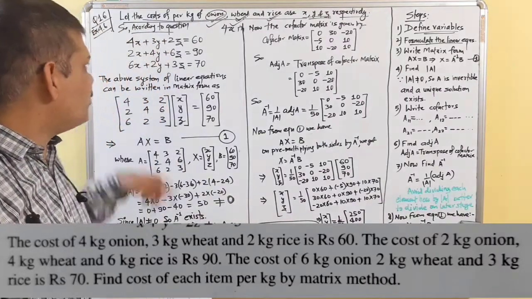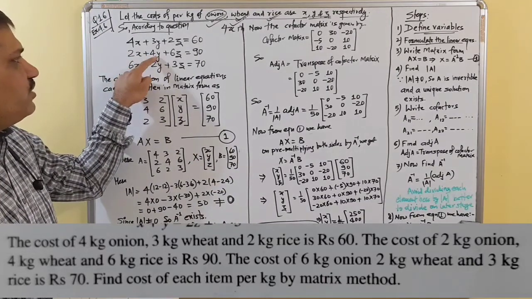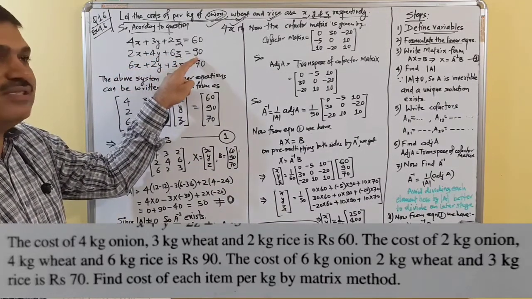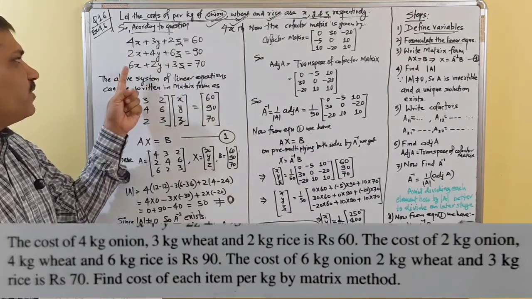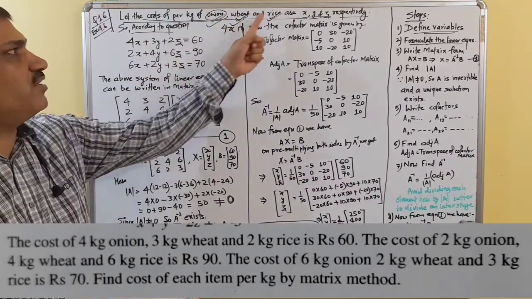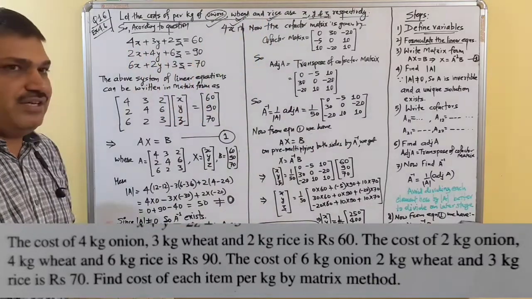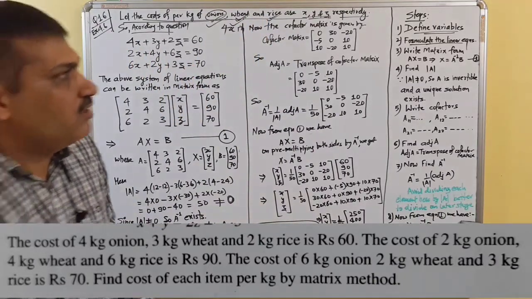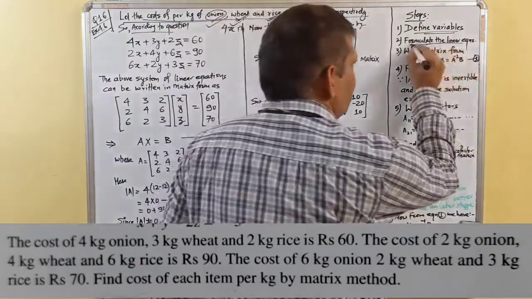Similarly, the cost of 2 kg onion, 4 kg wheat and 6 kg rice is rupees 90. Again we are given the price of 6 kg onion, 2 kg wheat and 3 kg of rice is rupees 70. So we have formulated the linear equations.